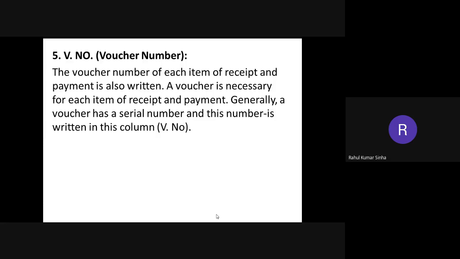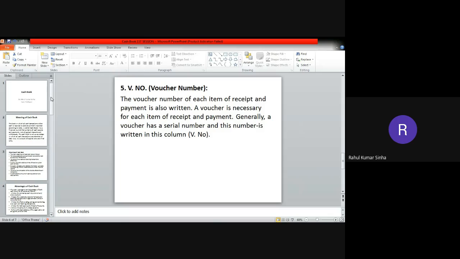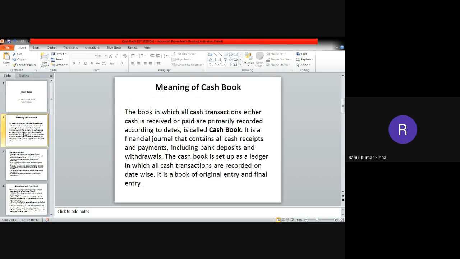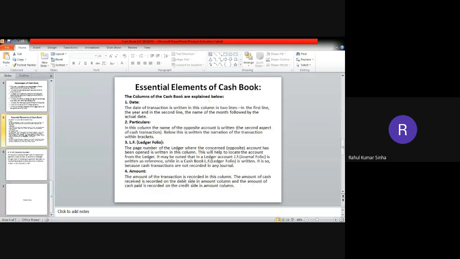So this is all about the cash book. This is the first particular session of cash book. I will share the second and third session of the cash book so that you can get the whole idea about the cash book. So this is the basic of the cash book, what I told you through this PPT, the meaning of cash book, the objective of cash book, the advantage of cash book, and the elements of cash book. So in the next video, I will share the remaining part of the cash book.